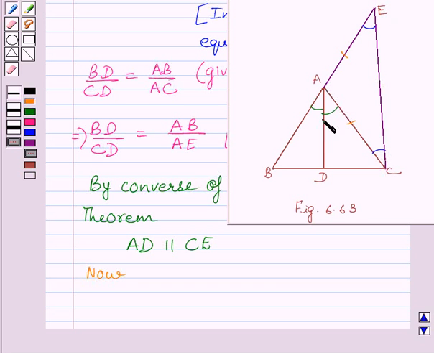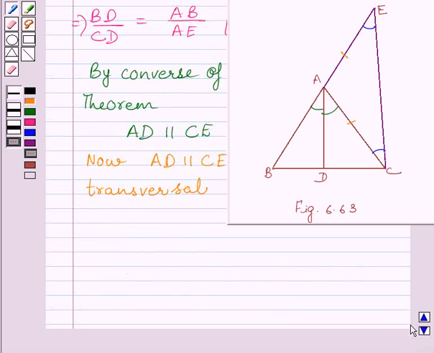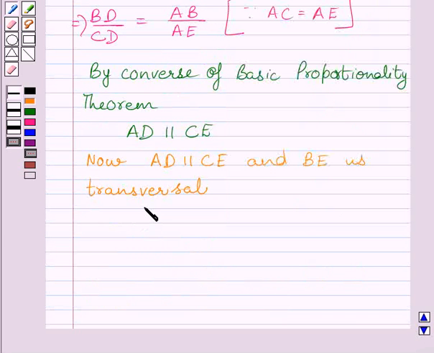Now we know AD is parallel to CE and BE is transversal. So, angle BAD is equal to angle AEC as they are corresponding angles. So, we can write AD is parallel to CE and BE is transversal. So, we get angle BAD is equal to angle AEC.